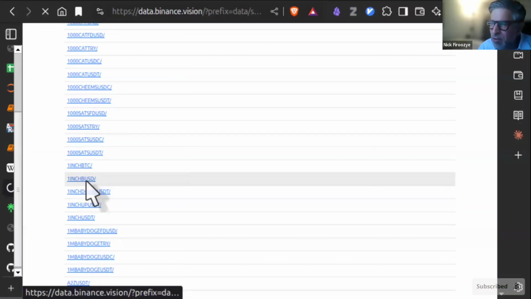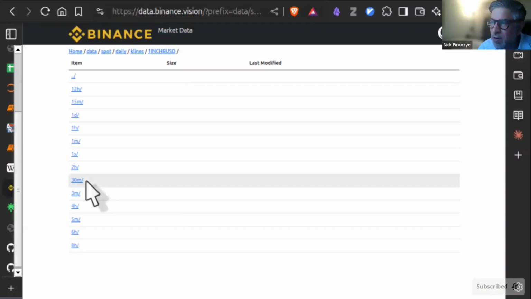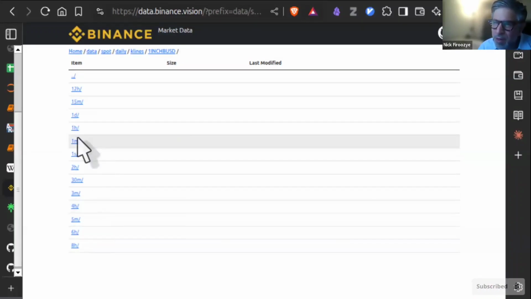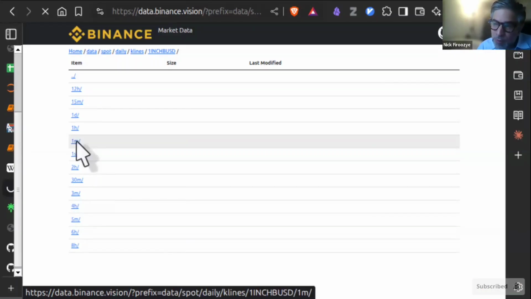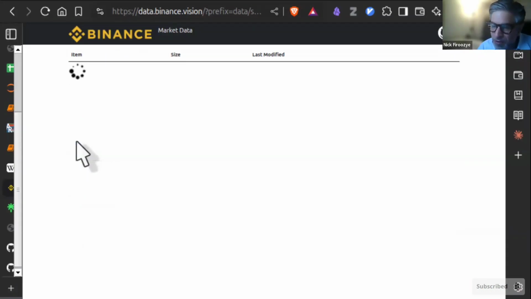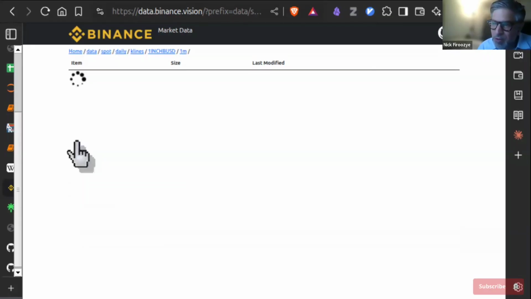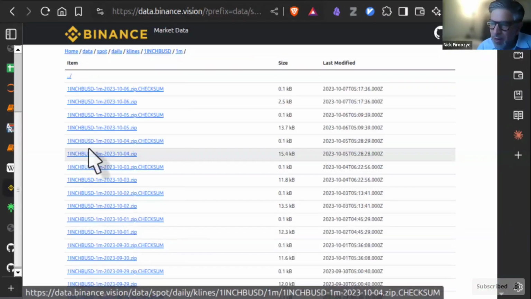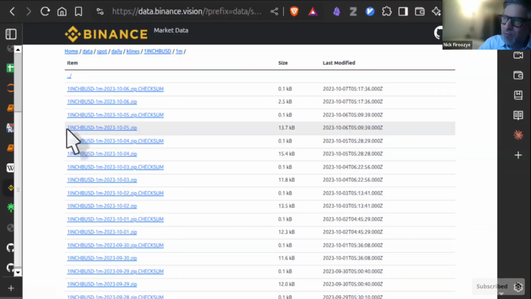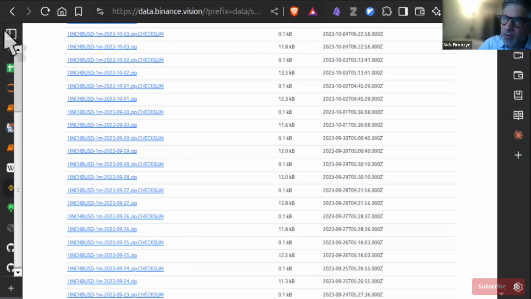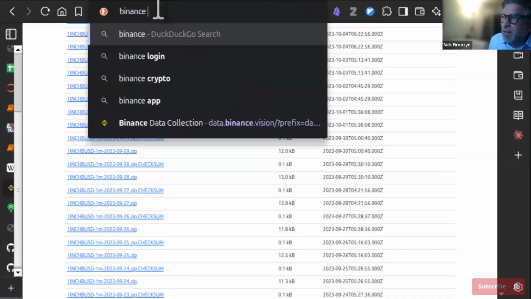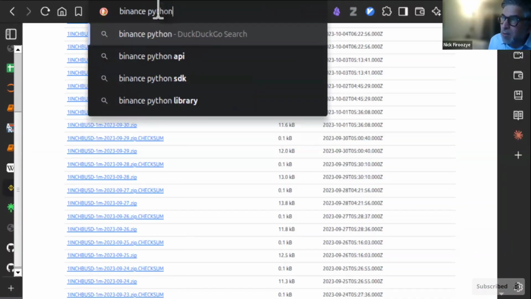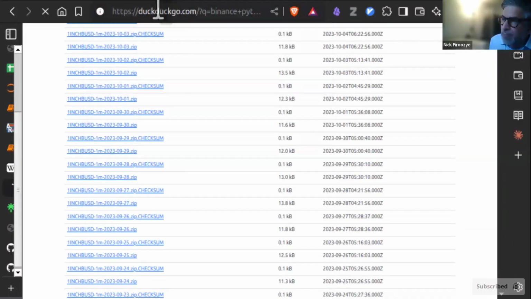So we have all sorts of strange coins in here at all different frequencies. I think I looked at the 1 minute, and I looked at lower frequencies, excuse me, so it was 1 minute, 1 day, and so on. And so you see, you have a tremendous number of files in here, and it's very easy to download. And if you look at Binance, Python API, let's see that.